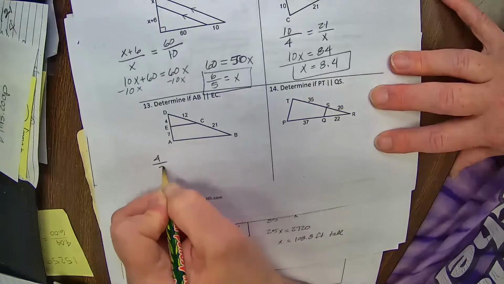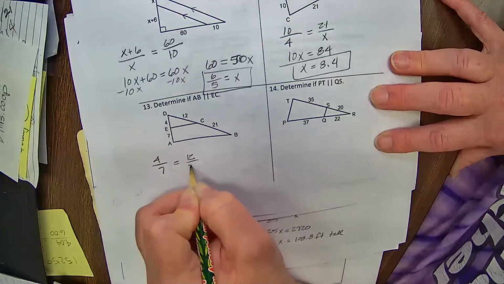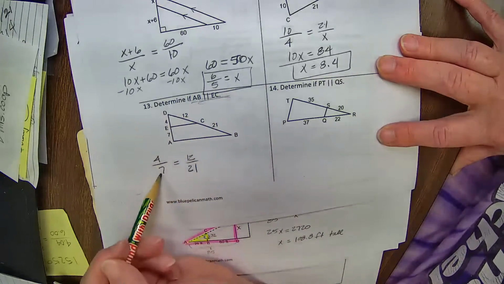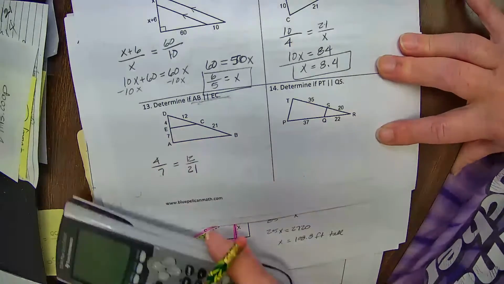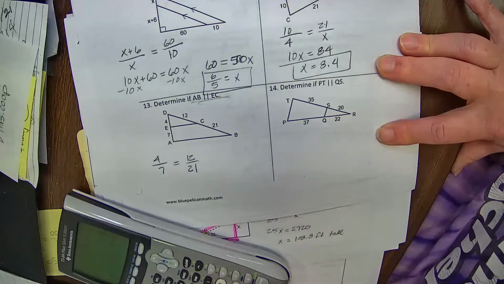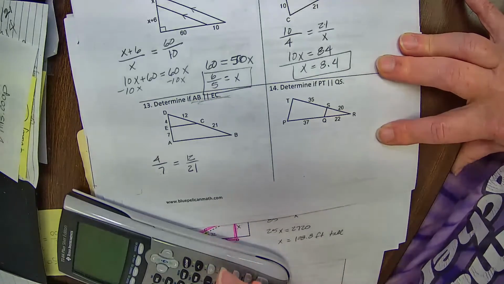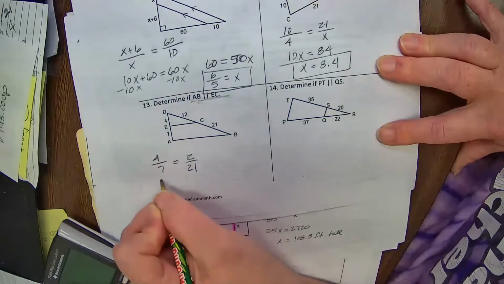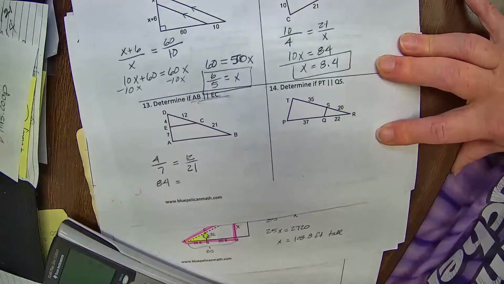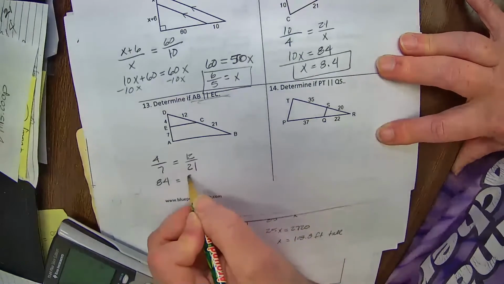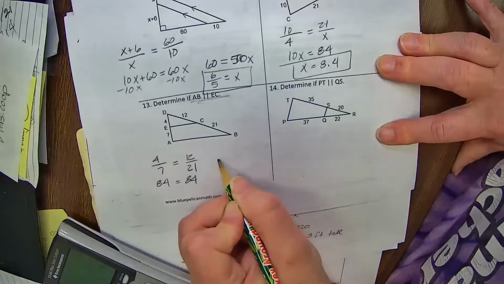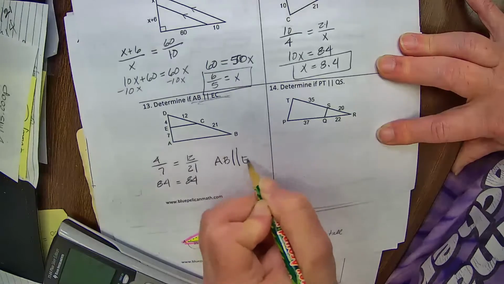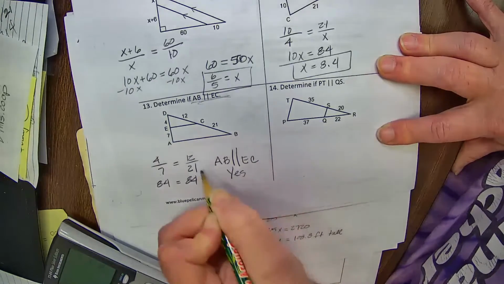Okay, 4 is to 7 as 12 is to 21. Determine if it's parallel. So if my cross products are the same, then it's parallel. So 4 times 21, I think we just said was 84. And 7 times 12, I believe, is 84. So AB is parallel to EC. Yes.